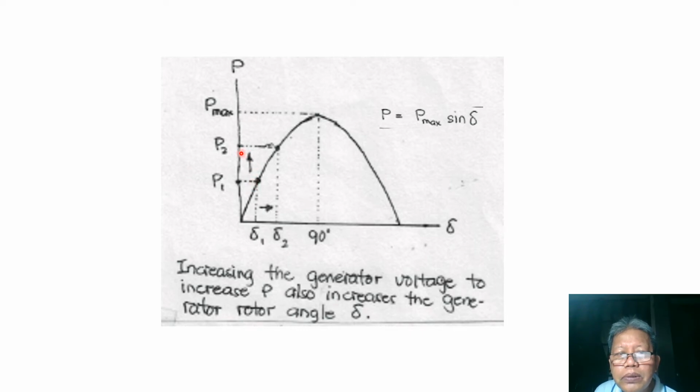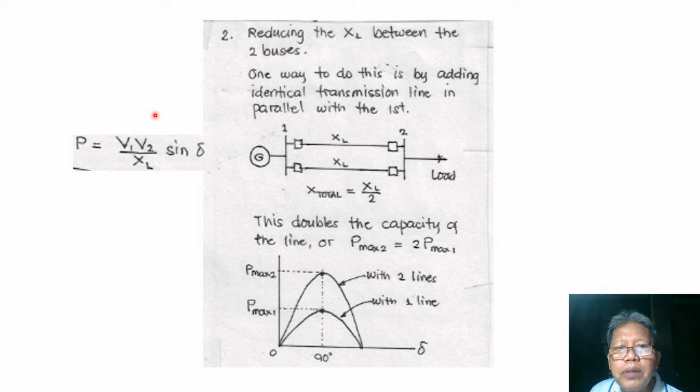So we draw a horizontal line from P2 to intersect with this power angle curve, and then we drop a vertical line to the horizontal axis. This defines our new rotor angle, delta 2. So increasing the power of our generator necessitates increasing the rotor angle from delta 1 to delta 2.